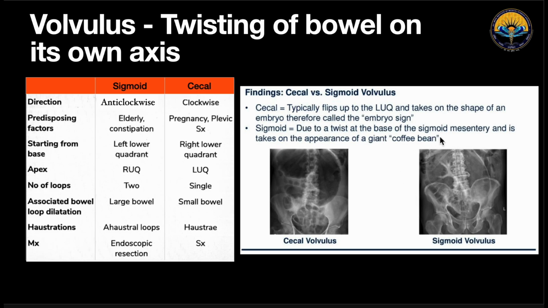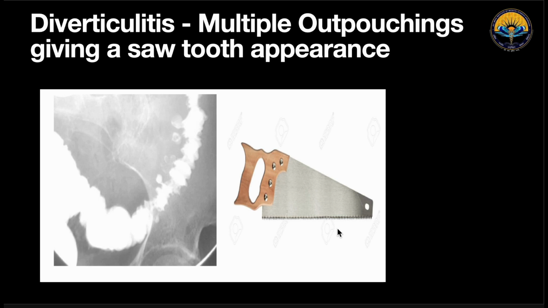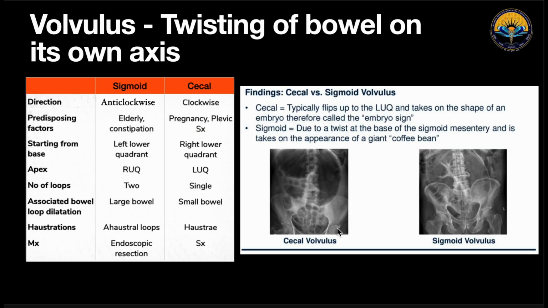And we can see the direction in sigmoid volvulus is anti-clockwise. Second, in cecal volvulus, the direction is clockwise. So this is clockwise, sigmoid volvulus is anti-clockwise. The basic funda here is that the rotation of both is from out to in. Like if sigmoid is here, it will go out here and in here, and cecum is here and it will go out here and inside here.